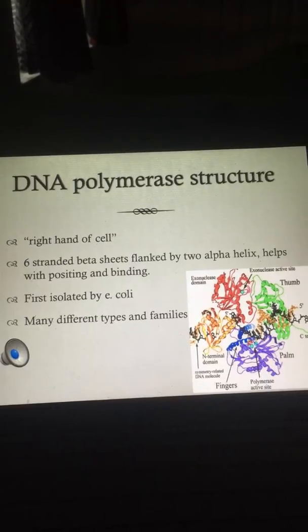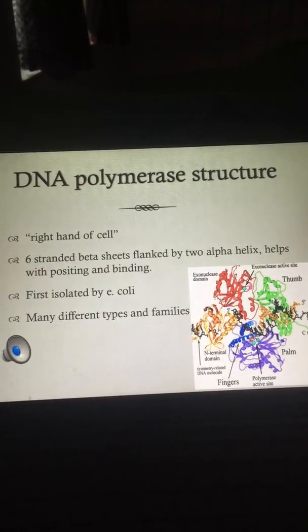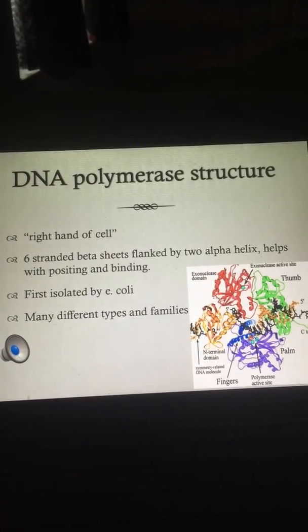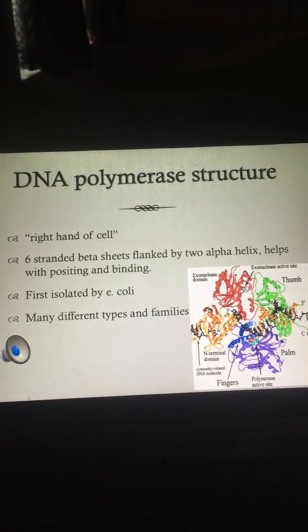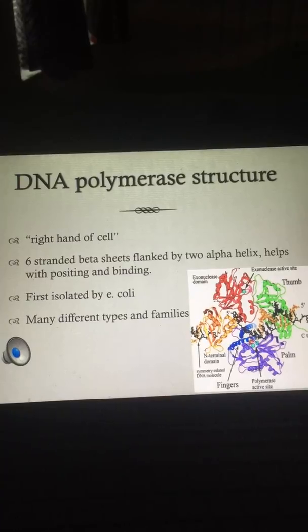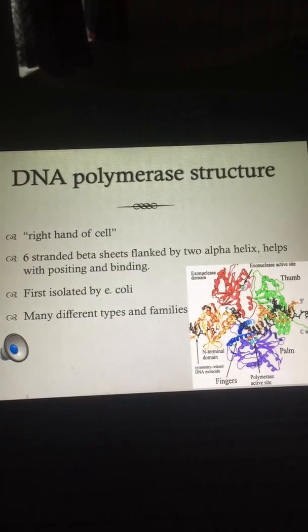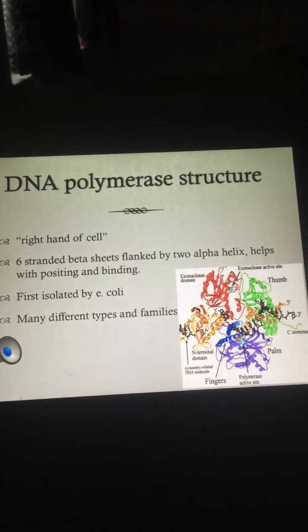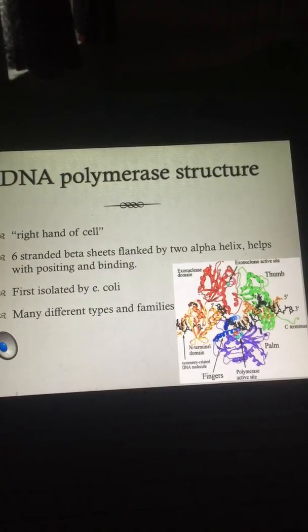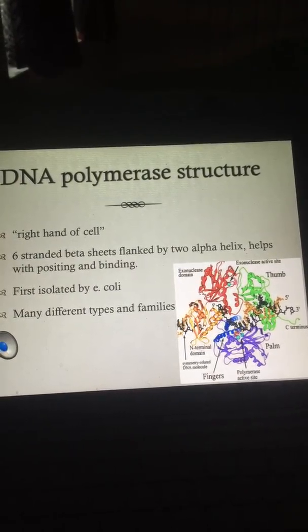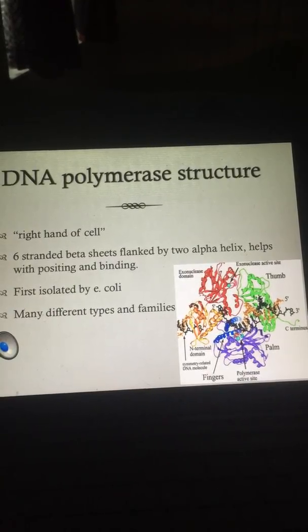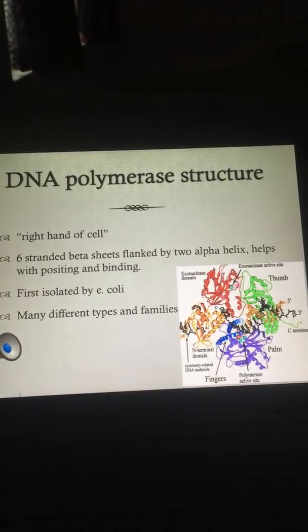Polymerase structure. They like to call it the right hand of the cell because it resembles a right hand. In this diagram I put below, it shows the thumb, the palm, and the fingers. The thumb and fingers are in the same family, and the palm is in a separate family. The thumb and fingers do a lot of the positioning, and then the palm is used for binding.